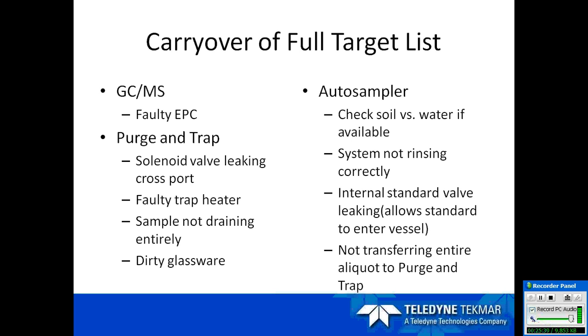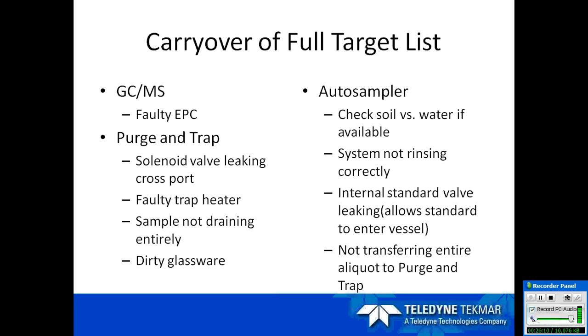Then if you move over to your auto sampler, one key thing you want to try to do, if it is available, is to compare your soils versus your waters. Typically these two pathways are very independent of each other. They only share the sample pathway of how the sample gets there sometimes. And if one has it and the other one doesn't, then you can eliminate to where your problem is in that sample pathway.